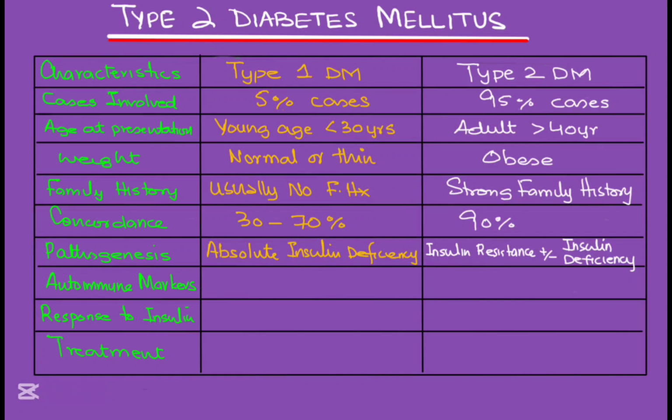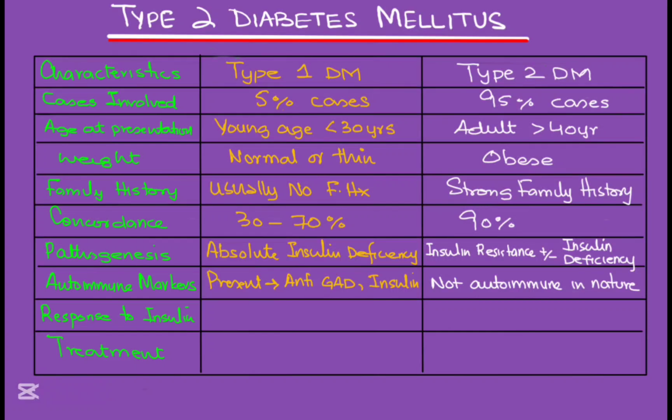One very important key distinction in both of these is the presence of autoimmune markers. Type 1 diabetes is an autoimmune disease, and we can detect markers like anti-glutamic acid decarboxylase (anti-GAD) antibodies, anti-insulin antibodies, or anti-islet antigen antibodies. On the other hand, there are no autoimmune markers in type 2 diabetes because it is not an autoimmune disease in nature. Instead, it's driven by genetics, lifestyle, and metabolic factors.